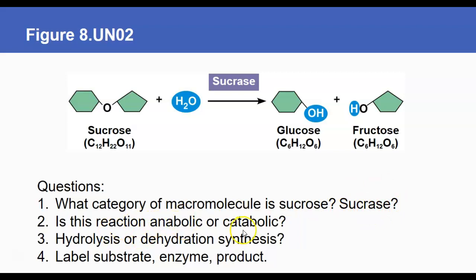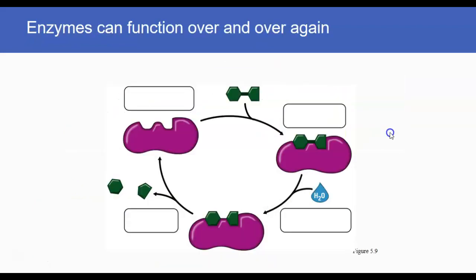So is this a catabolic or anabolic reaction? We are going to be breaking things down, and that's going to be catabolic. And this would be an example of a hydrolysis reaction using water. And we can label the substrate, we can label the enzyme, sucrase, and the products, glucose and fructose. So here we're going to go through in depth.